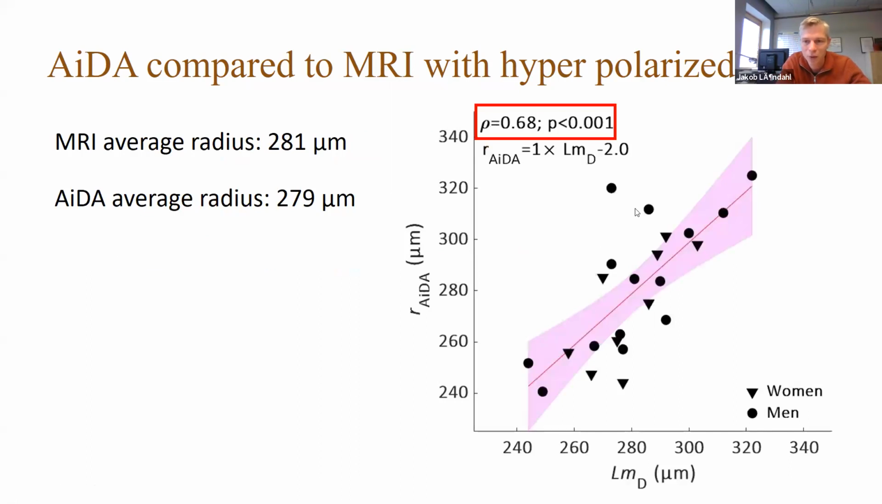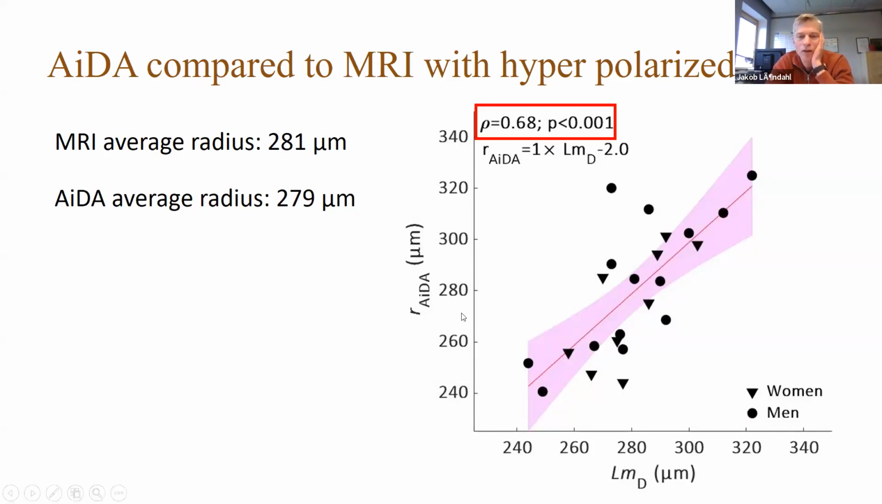there was a very good correlation between these two methods. The average airspace radius measured by MRI was 281 micrometers for this group, and the radius we got was 279 micrometers. Maybe a bit of luck, I don't know, but at least we measured the same distance. And also we found a relationship between the two methods. As you can see here, there was quite a good correlation coefficient and also a very high likelihood of significance for the correlation.